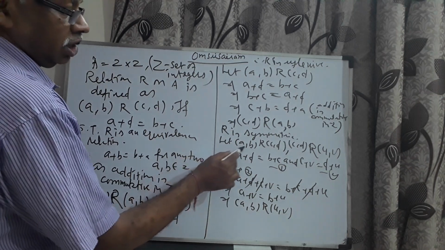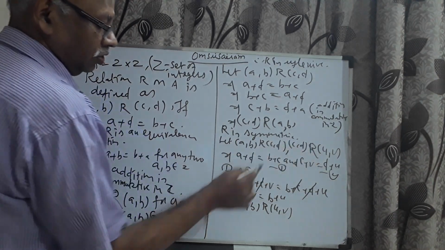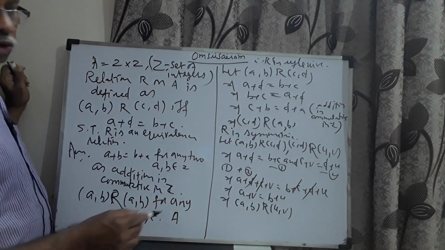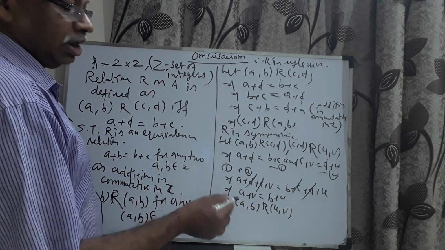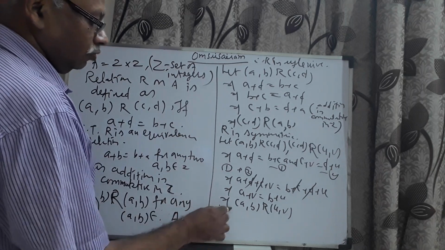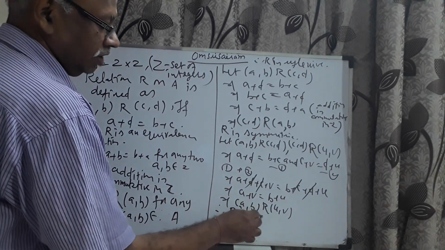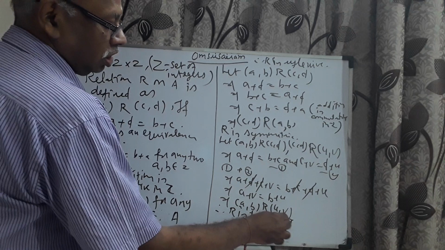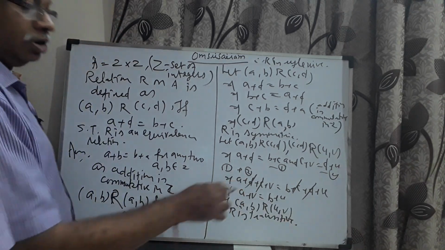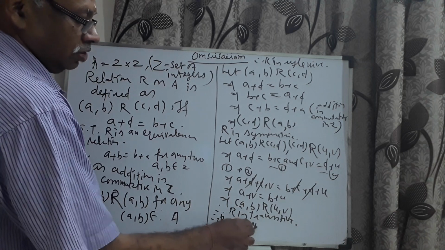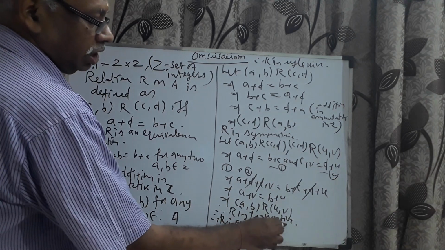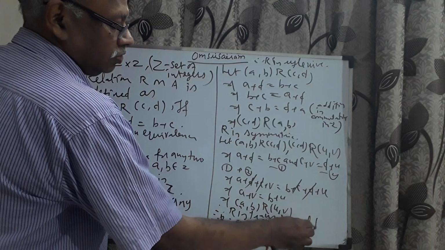Therefore, whenever (a, b) is related to (c, d) and (c, d) is related to (e, f), it will imply (a, b) is related to (e, f). This is true for any three elements (a, b), (c, d), (e, f) of A. Therefore, R is transitive. Therefore, you can write once again: R is reflexive, symmetric, transitive. Therefore, R is an equivalence relation.